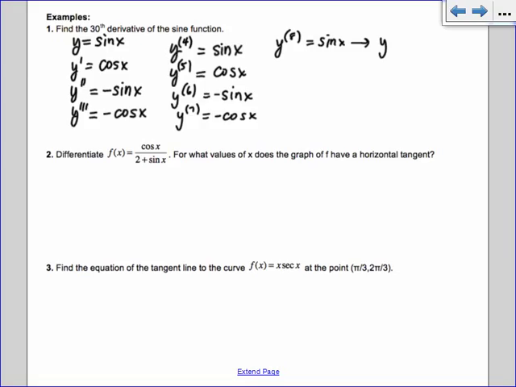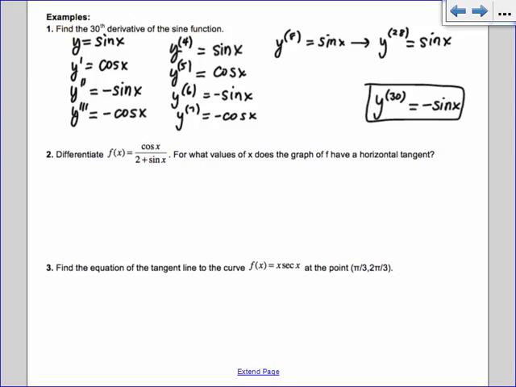Every multiple of 4. So we're going to have y to the, not really to the 28th. The 28th derivative is going to also be sine. Do you see it? So then what's the 30th? Yeah, because you're going to have 29 goes to cosine, and then 30th goes to negative sine. Does that make sense? So there's a pattern. So for sine and cosine, it's always going to be every 4.